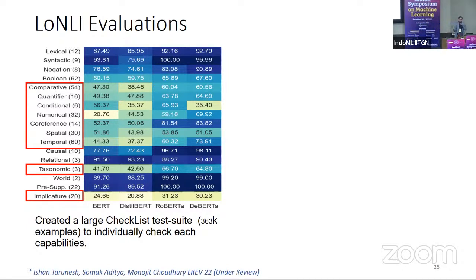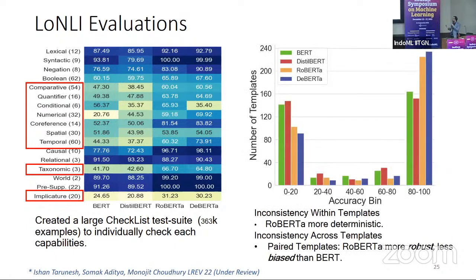Similarly, we also notice two levels of inconsistencies. We call them inconsistency within template and inconsistency across templates. So inconsistency across templates is the following. For example, suppose a template is basically John and Mia are from Paris and Berlin.